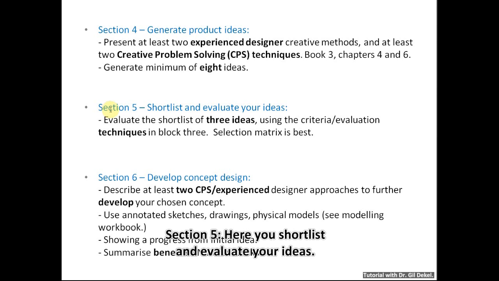Section 5. Here you shortlist and evaluate your ideas. You have 8 ideas or more. Here you need to evaluate and shortlist 3 ideas. The keyword here is evaluate. So you don't just shortlist, you don't just choose 3 ideas, but you also evaluate them. In other words, you explain to me why you chose those 3 ideas using the criteria of evaluation techniques.